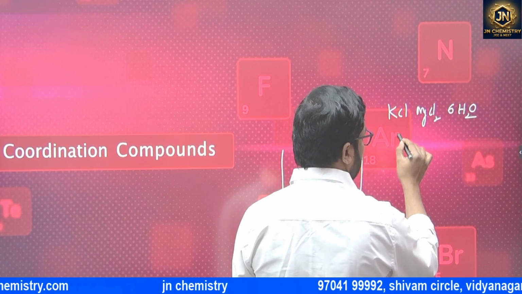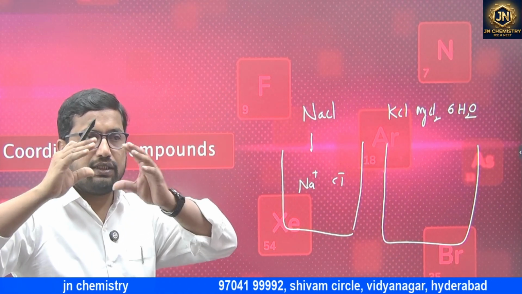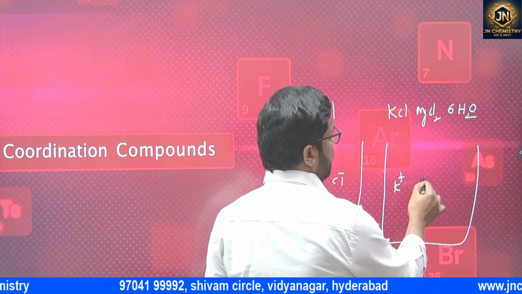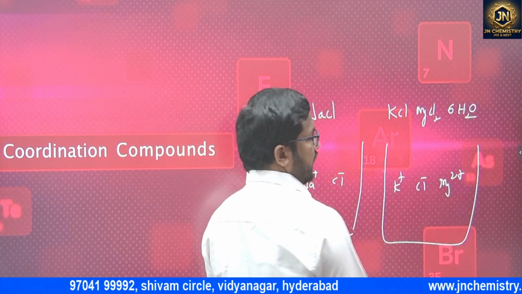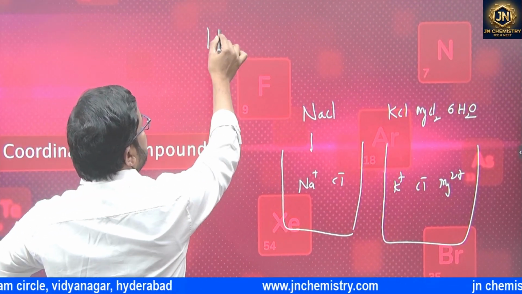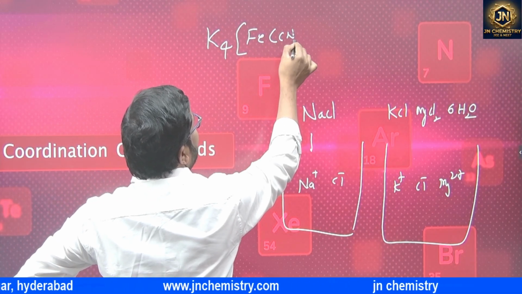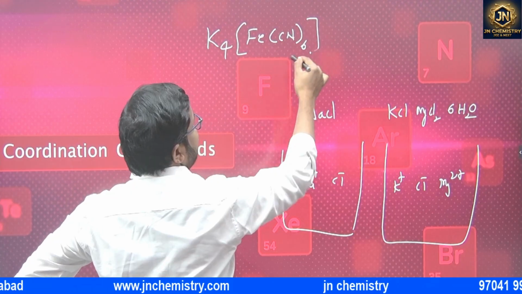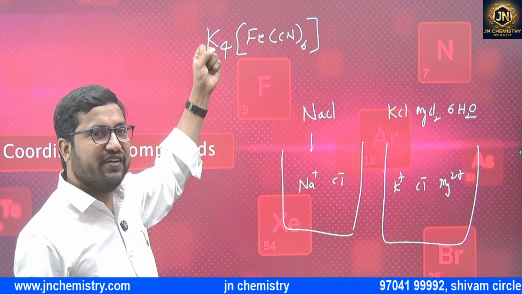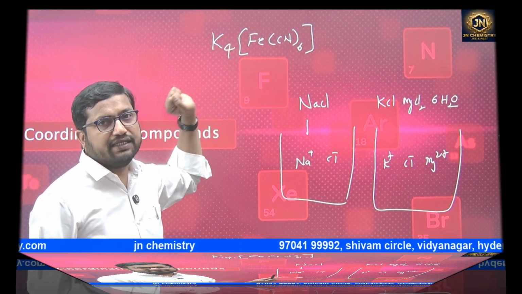If you dissolve it in water, how many ions will we get? The total molecule is dividing into ions: K plus, yes or no, Cl minus, Mg2 plus, like that. The total molecule is dissociating. Now K4[Fe(CN)6]. This is my favorite compound, because I keep on telling this example. So how many ions will we get after dissolving this?